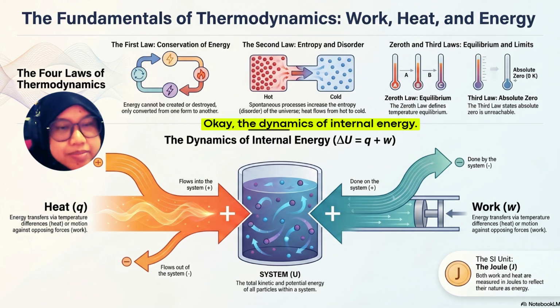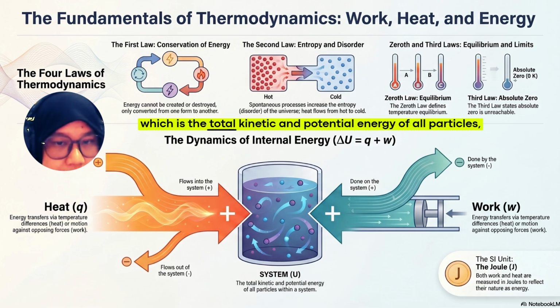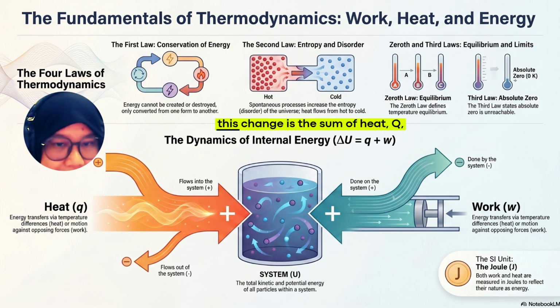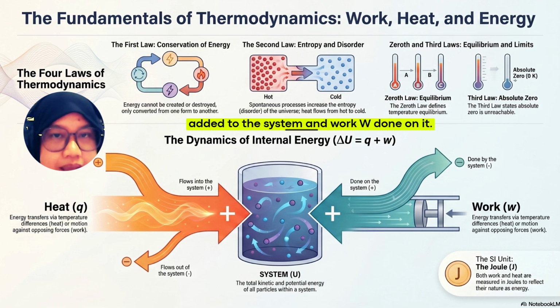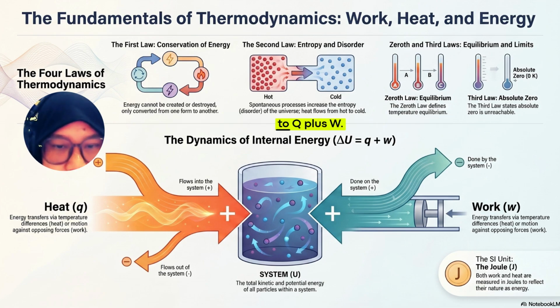Okay, the dynamics of internal energy. At the center of our study is internal energy, U, which is the total kinetic and potential energy of all particles within a system. We don't measure the total value of U, but rather its change, denoted as delta U. According to the first law, this change is the sum of heat, Q, added to the system and work, W, done on it. Mathematically, this is expressed as delta U equals Q plus W.